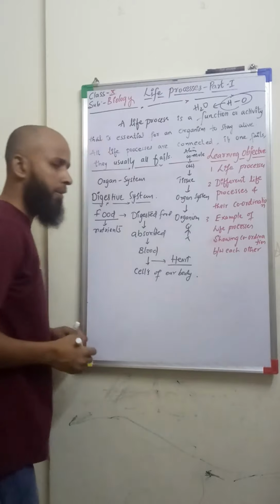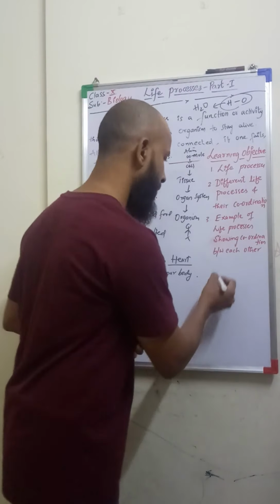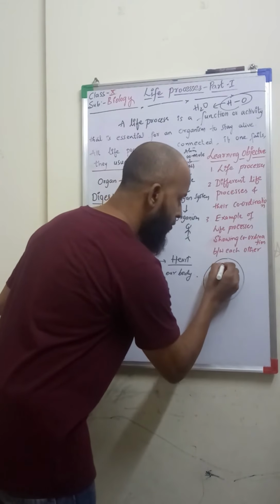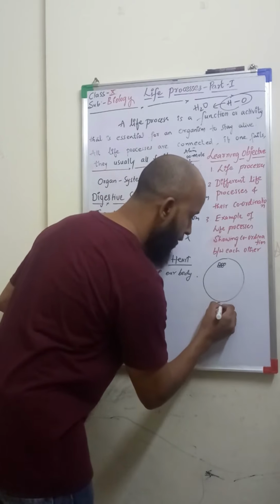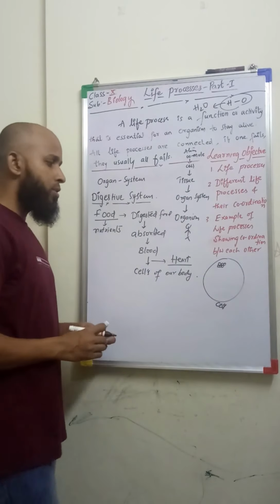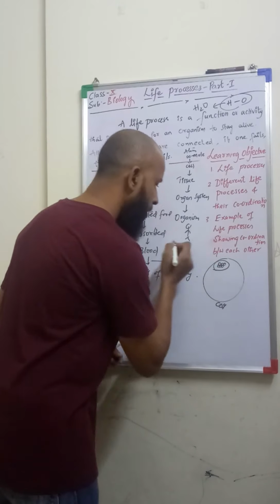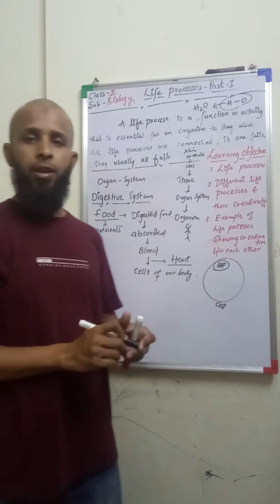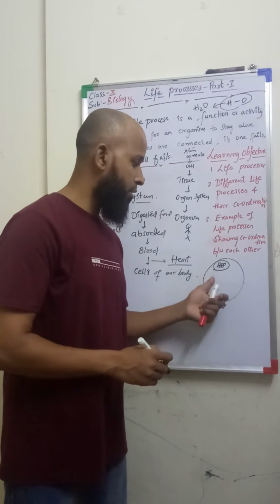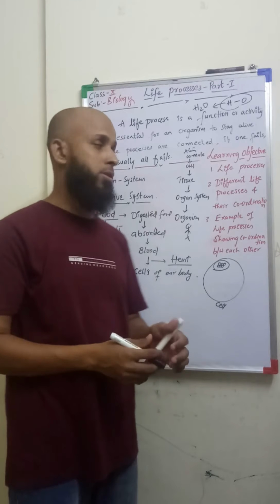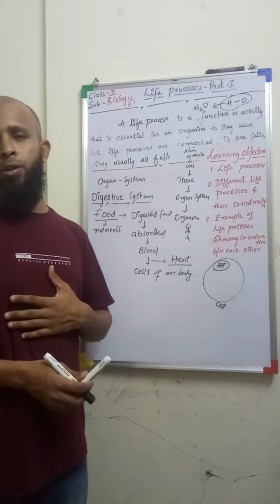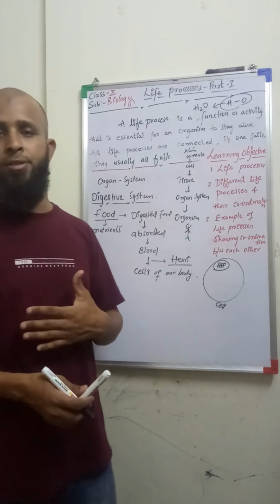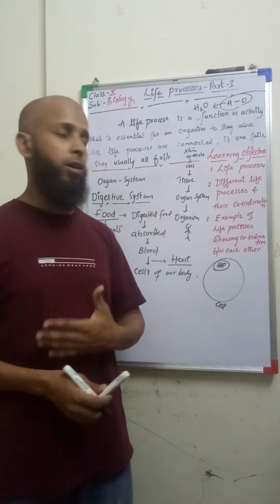Right? So what will happen inside the cell of our body? For example, this is a cell. Okay, now the digested food particle has reached the cell. How is the energy utilized from the food particle? Because what is the purpose of taking the food? The food should give the energy. That means our body should be able to utilize that energy from the food.